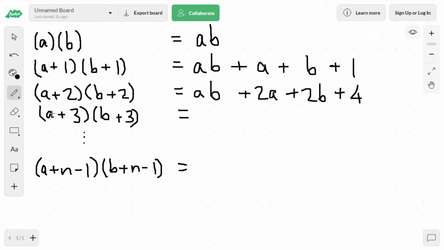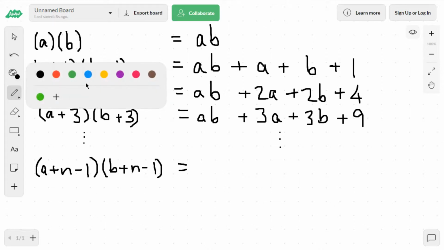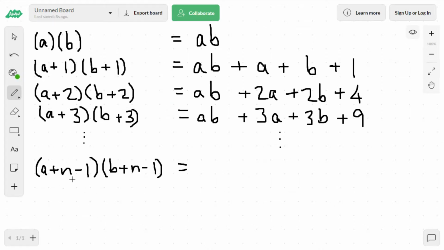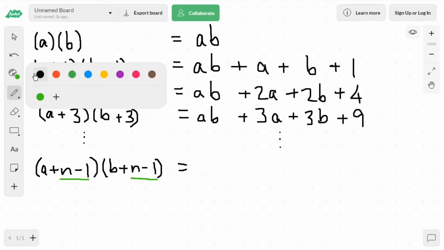For this one, it's still going to start with AB, so maybe we're noticing a bit of a pattern. Then we're going to have 3A over here, plus 3B, plus 3 times 3, which would be 9. So this is going all the way down to this over here. Now, these are two trinomials. We could fully expand this and it would be a real pain, to be honest. So instead, we're going to treat the n minus 1 and the other n minus 1 as just one number. That's the idea here.